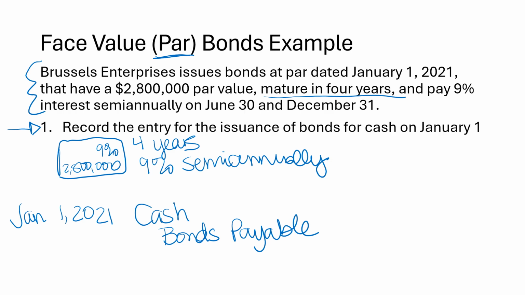Since this is at face value or par, the amount that's recorded is the face value of the bond, which is the 2.8 million. So that's the issuance.